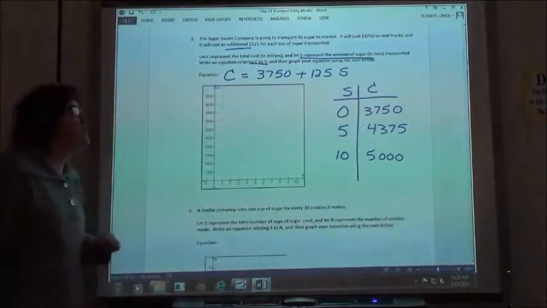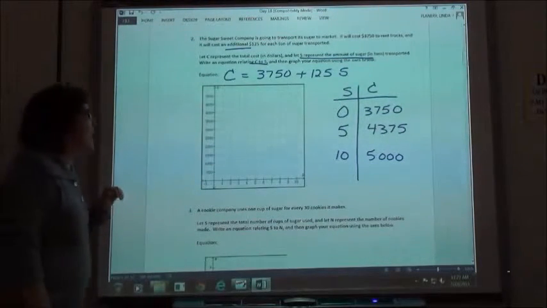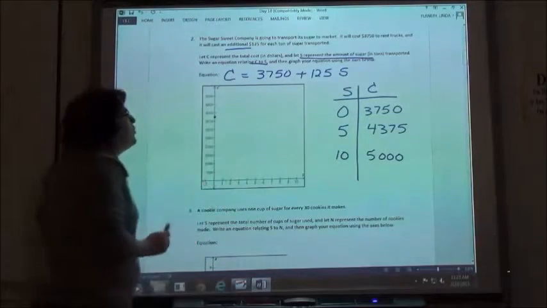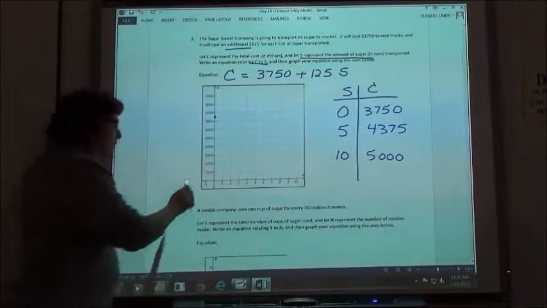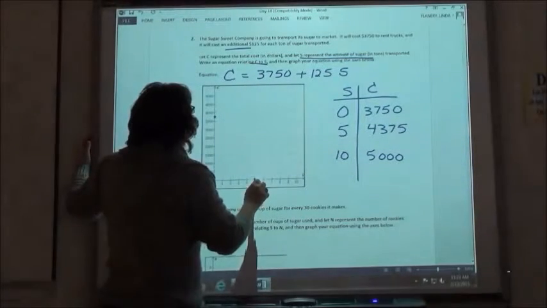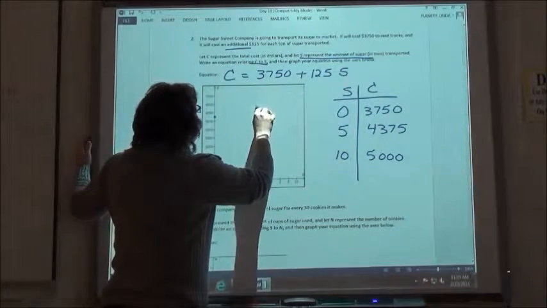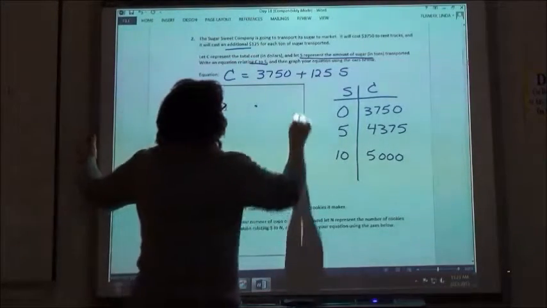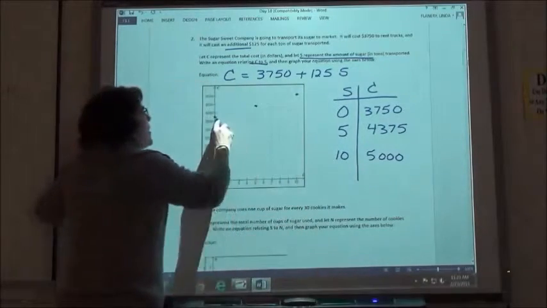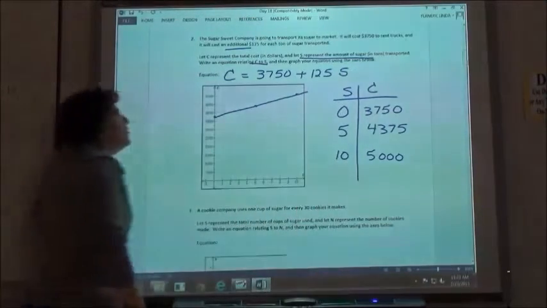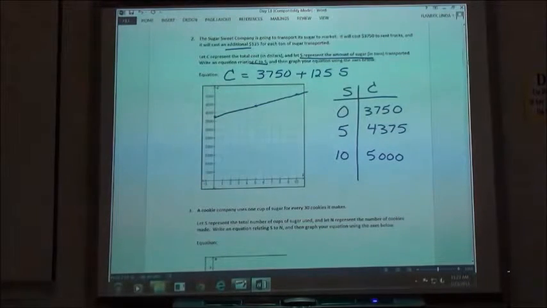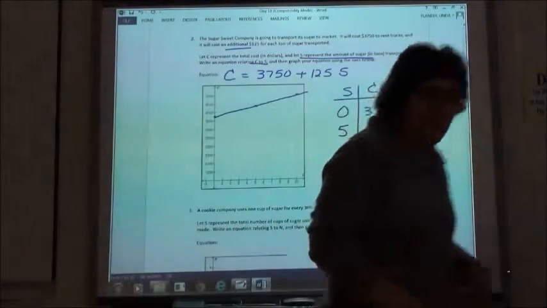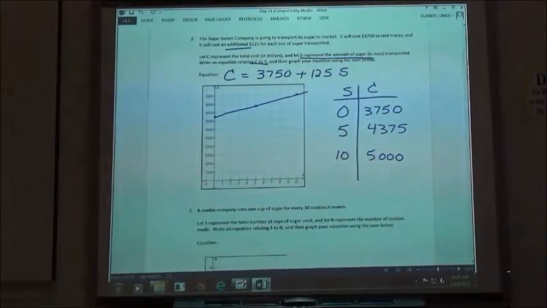Again, I probably have to estimate where to plot the points. I'm just going to estimate 0 and $3,750 would be about halfway between 3,500 and 4,000. 5 and $4,375 would be a little closer to 4,500. And 10 and 5,000, that one I should know exactly where it is, so that hopefully when I connect my dots, I can draw my line. It's going to look something sort of like that. I'm going to fix my typo here quick.